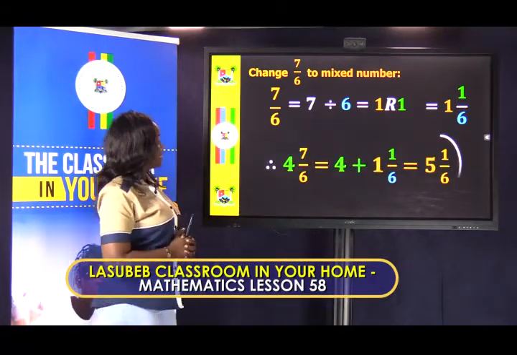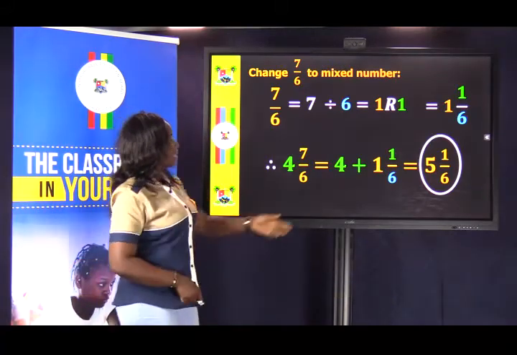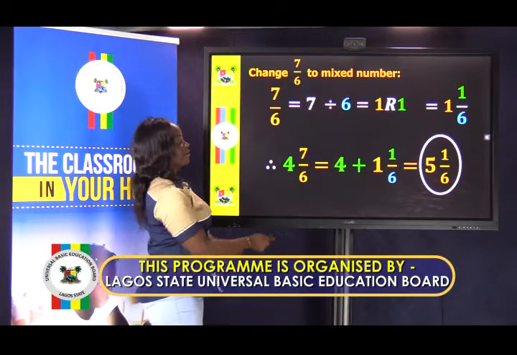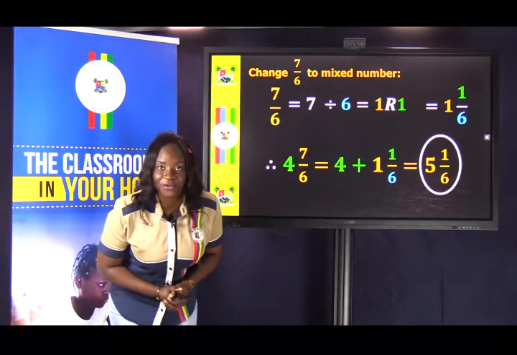That's not your final answer. The whole number we kept from our initial answer, you add it to the new whole number. So you have 4 plus 1, 5. 5 whole number 1 over 6. Did you get the two sums correctly?